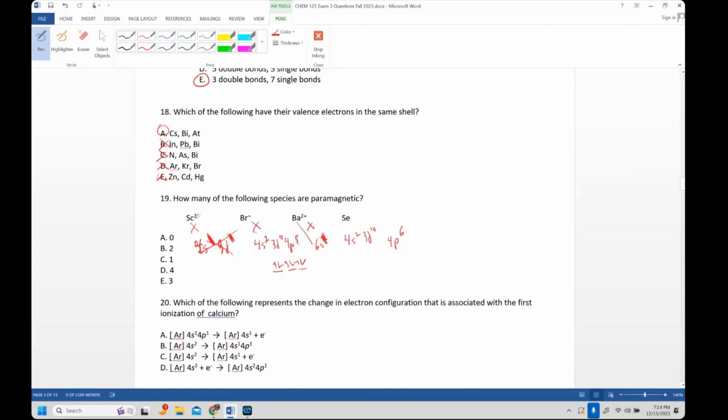It's not filled up already. Wait, it's not 4p6, that's wrong. You have 4p4. So 4p4 looks like this: 1 2 3 4. So then selenium will be the only one that is paramagnetic. So the answer would be C, 1.